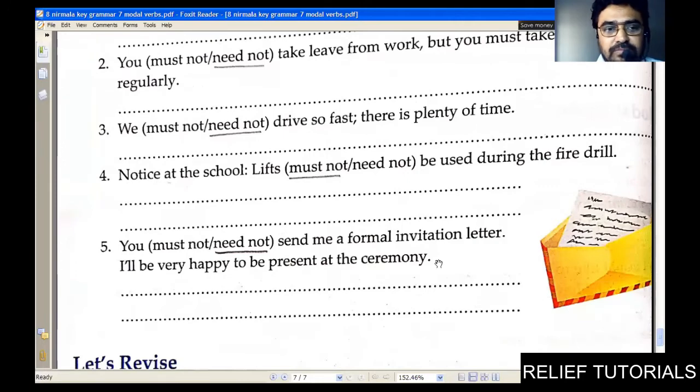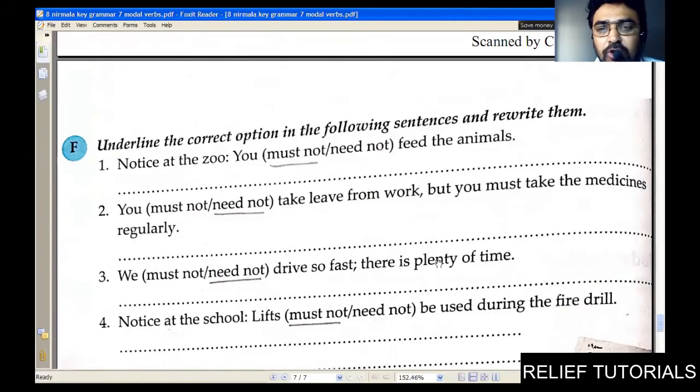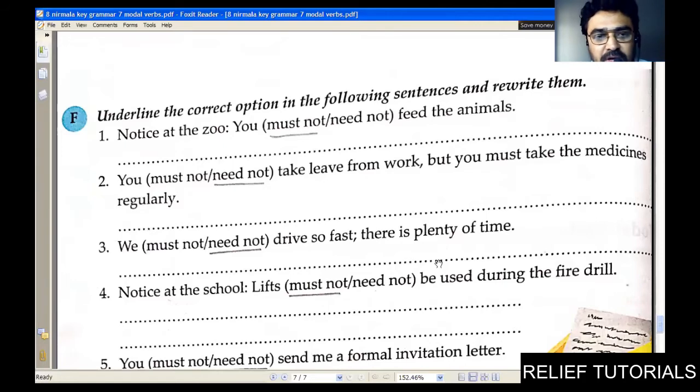Now underline the correct option in the following sentence and rewrite. Notice at the zoo. तो notice में तो सब compulsory करना ही पड़ता है. तो obviously you must not feed the animals. Animals को खिलाने की जरूरत है, मतलब आपको नहीं खिलाना है. So it's not necessity, it is obligation. You need not take leave from work because you must take the medicines regularly.